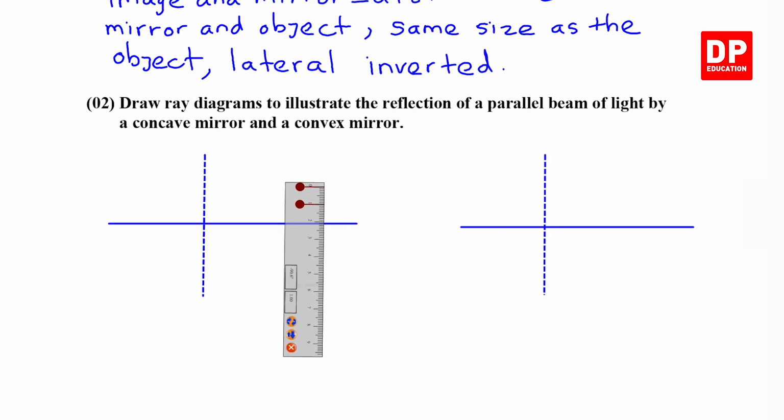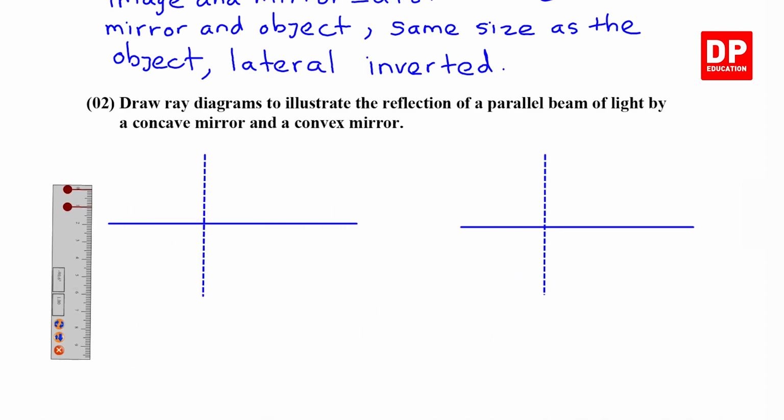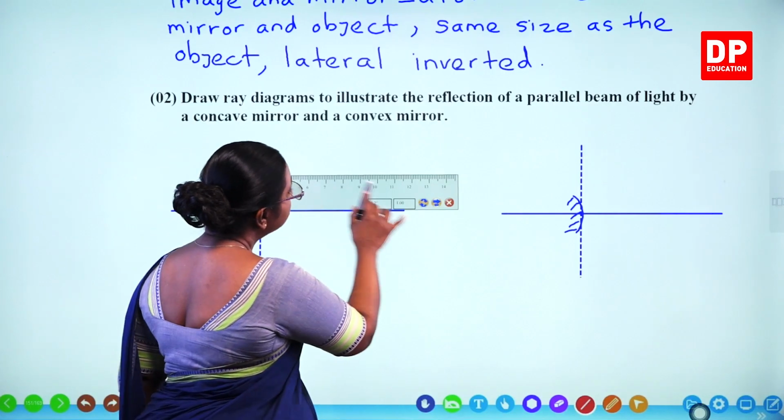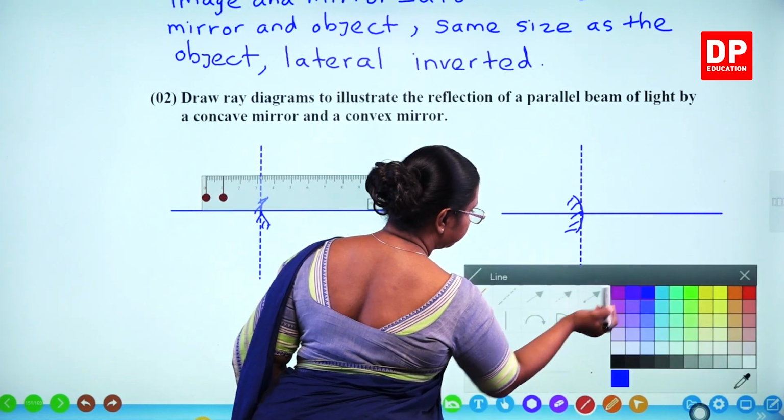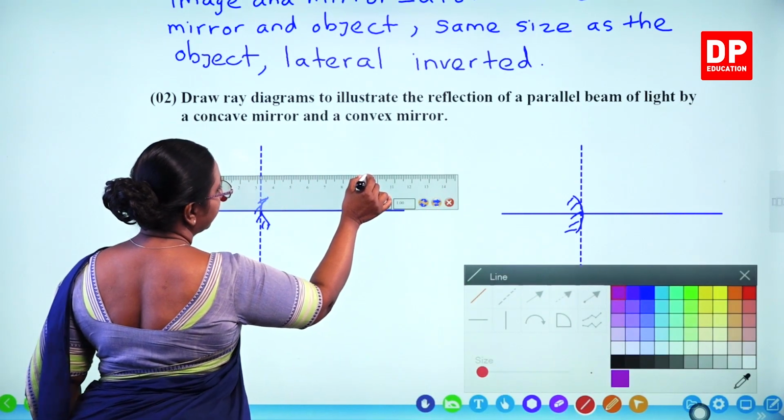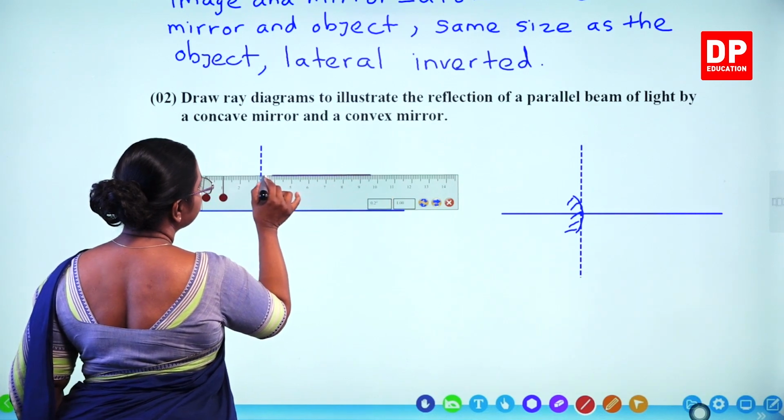So those are the lines for the mirrors. Then we need to show what type of mirrors are here. I will draw the concave mirror here and the convex mirror there. So to draw the rays, I will use a different color. Then you can identify the rays easily.